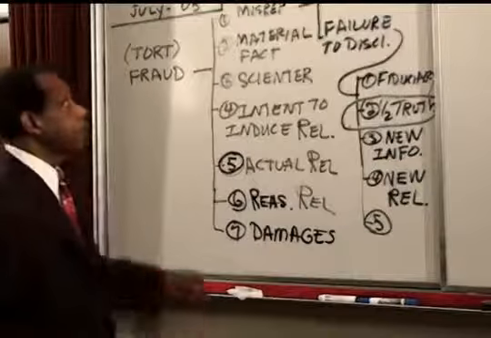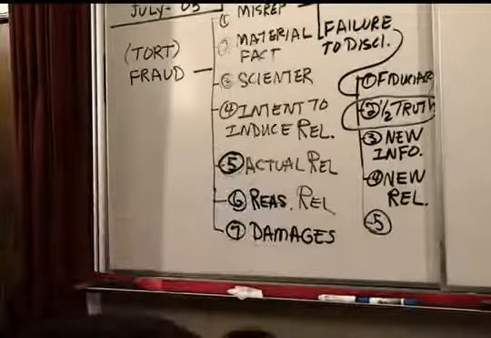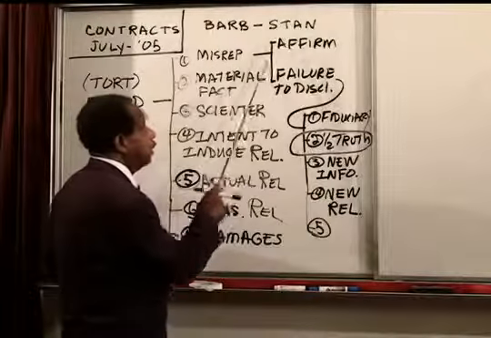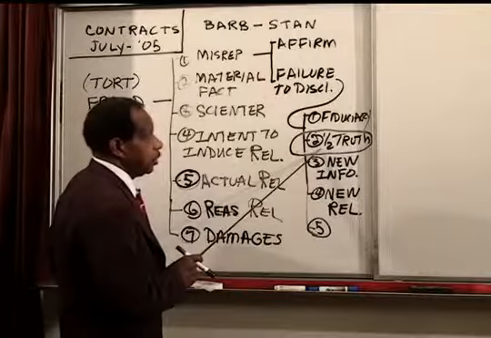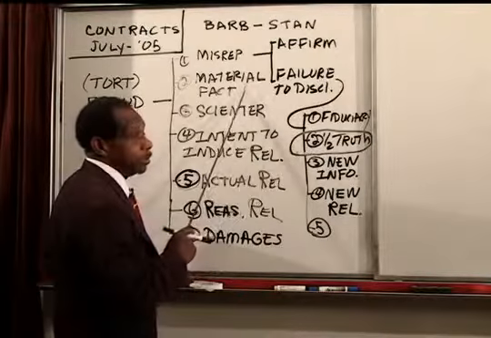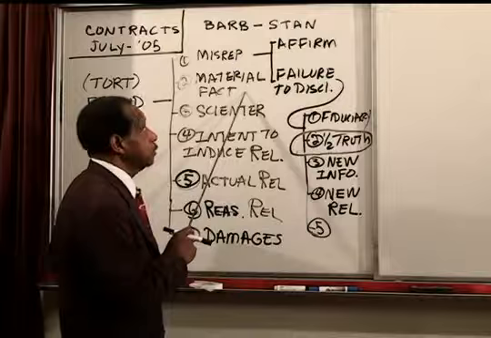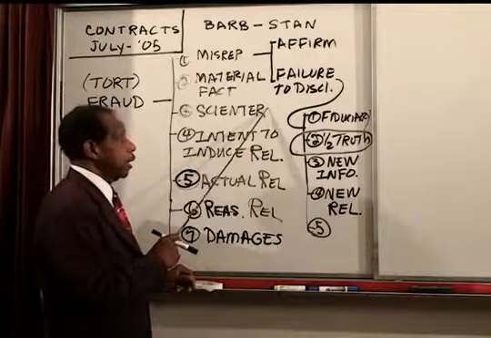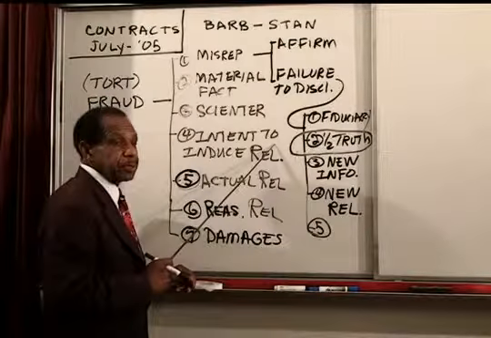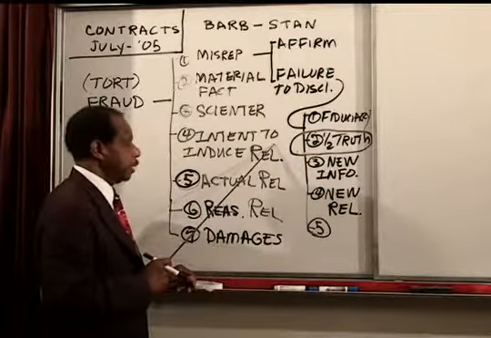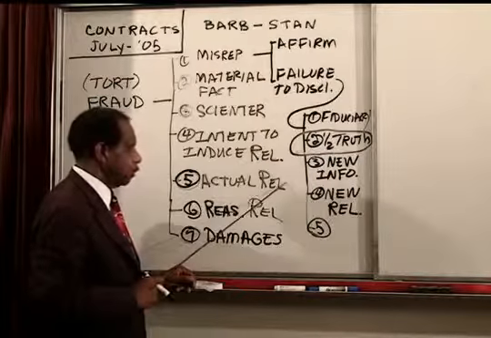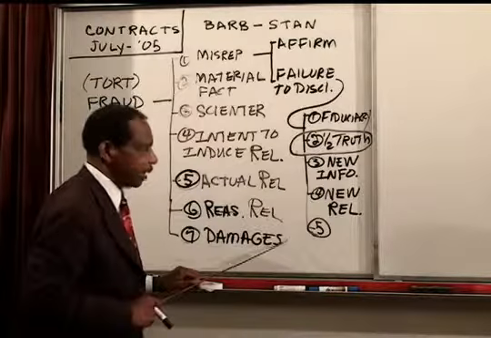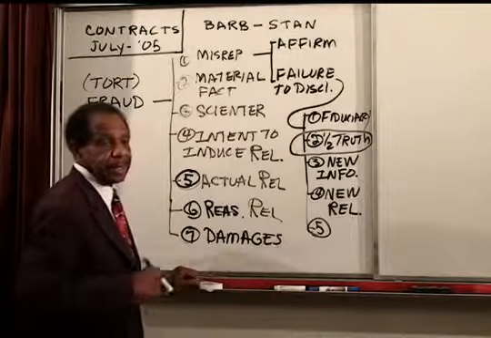Now, in our case, with Stan and Barb, what happened is that Barb misled Stan by not disclosing what she intended to do with the property. That was a material fact. This was material to Stan because he didn't want the land developed. Scienter, she knew she was lying. Intent to induce reliance. Certainly Barb intended to induce Stan to rely. Stan did rely. That's your actual reliance. Reasonable for him to rely? Yes, under these circumstances, very reasonable. And Stan was damaged because his land is now going to be developed.